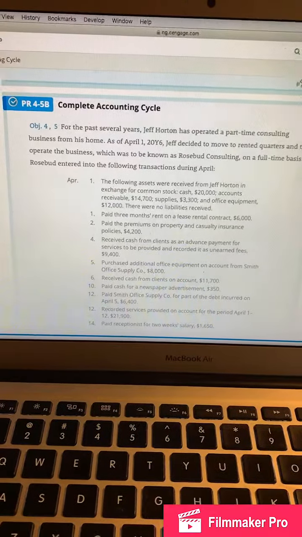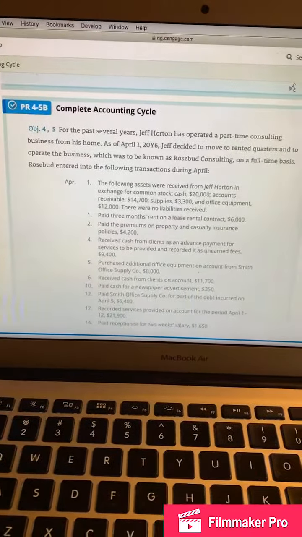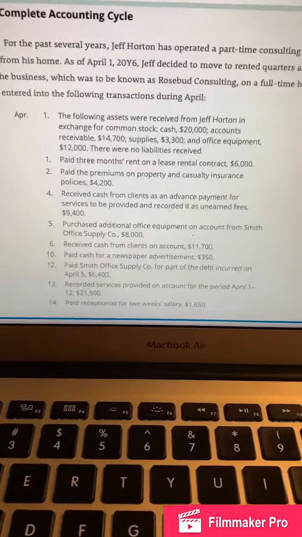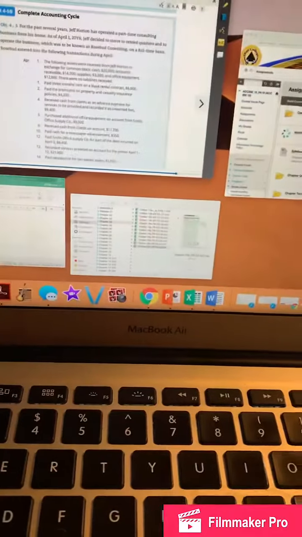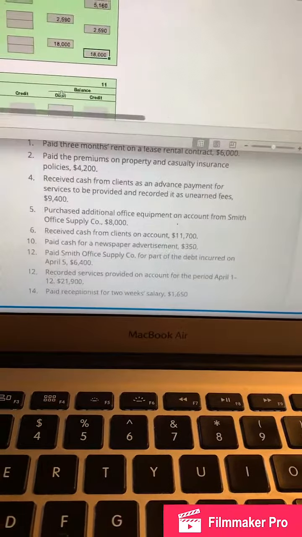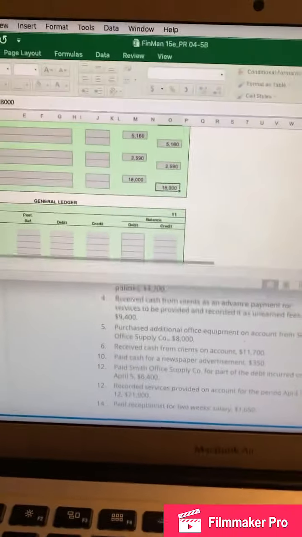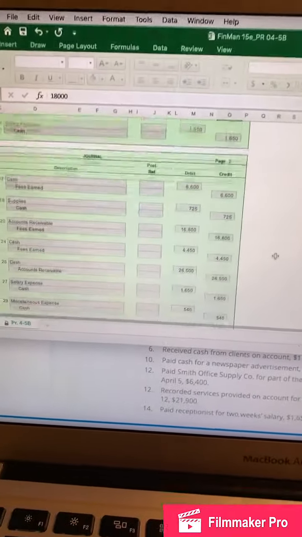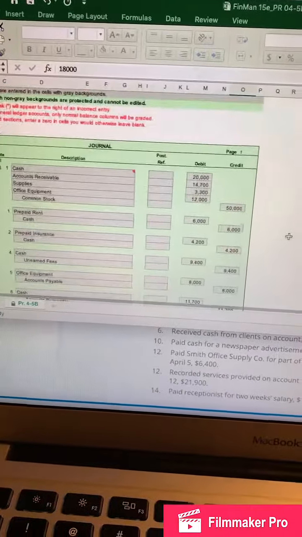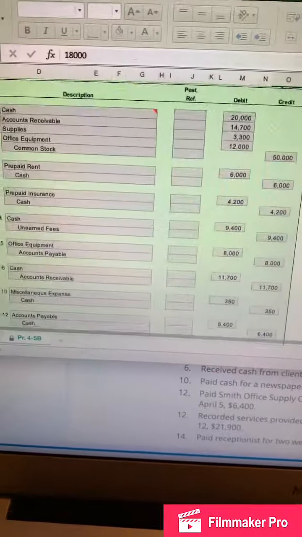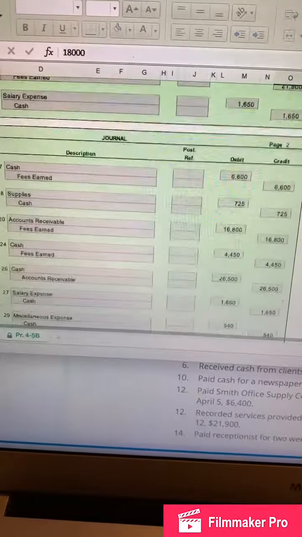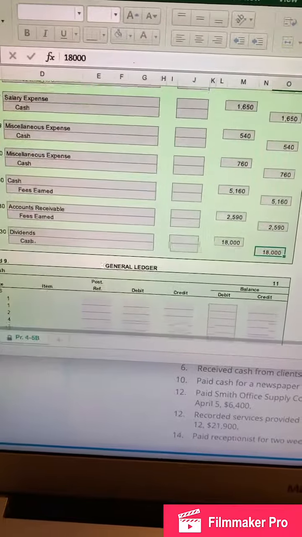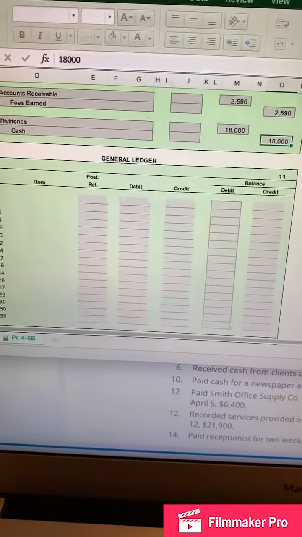Class, I did example 4-5B, completing the accounting cycle. So I took these journal entries and I actually put them in the document that you all have. Here's what it looks like right now. I went through and did the journal entries for each one, and I'll attach this document as well. Here are all those journal entries, and I'll go ahead and start doing the ledger next.